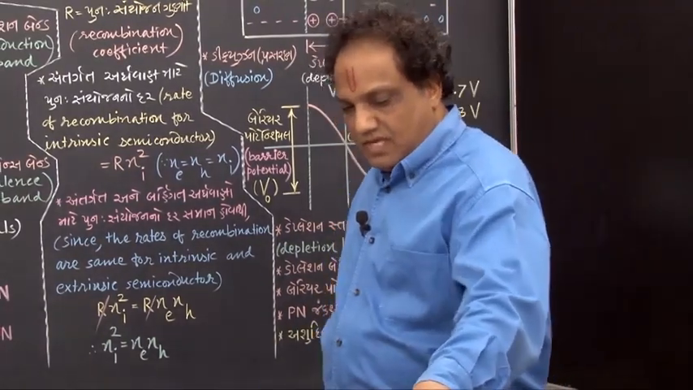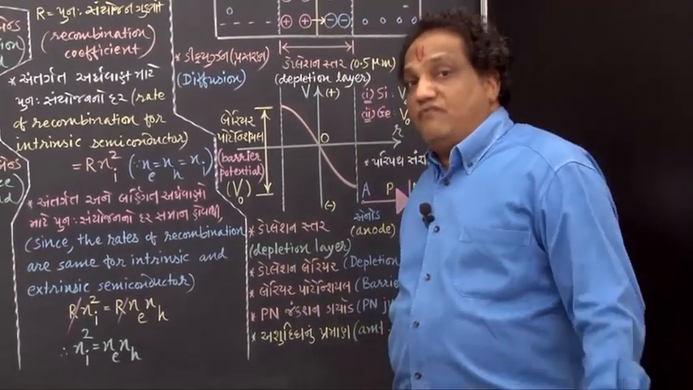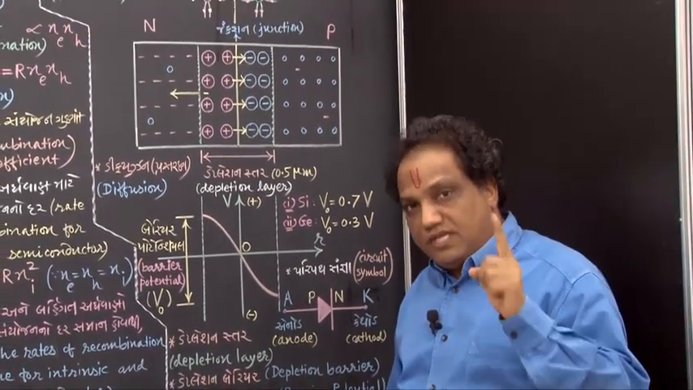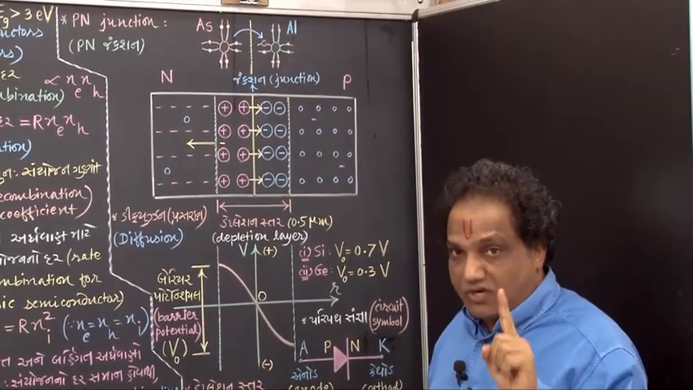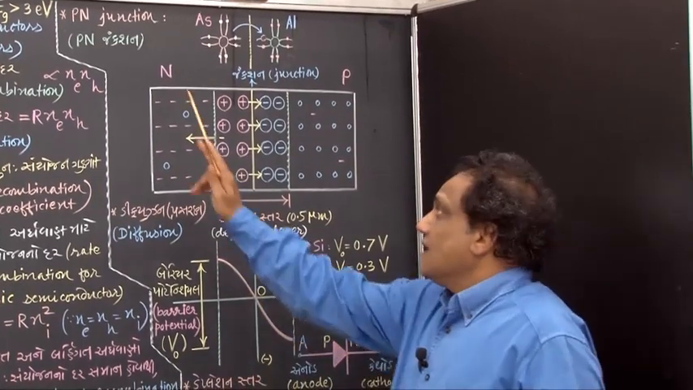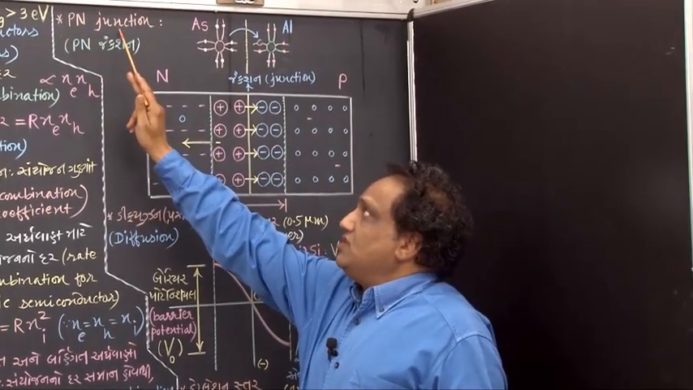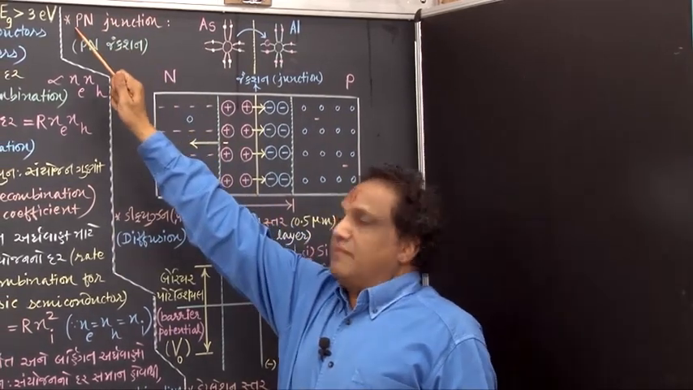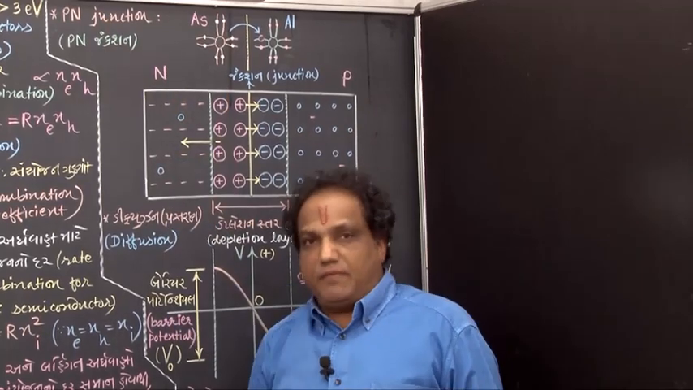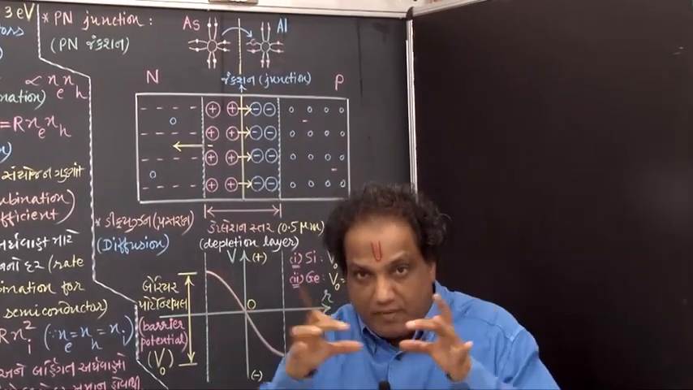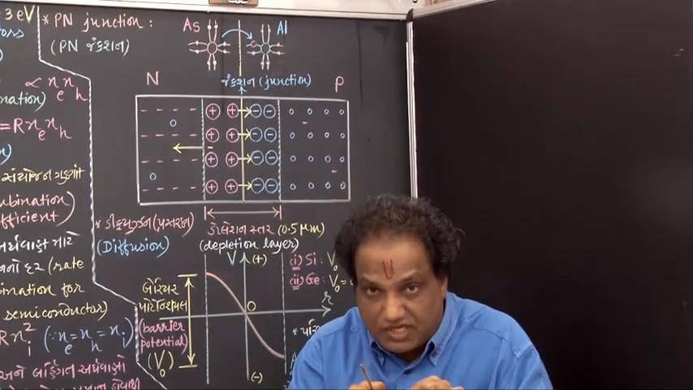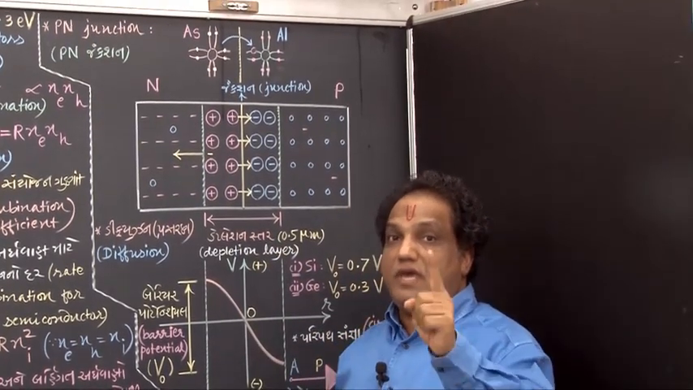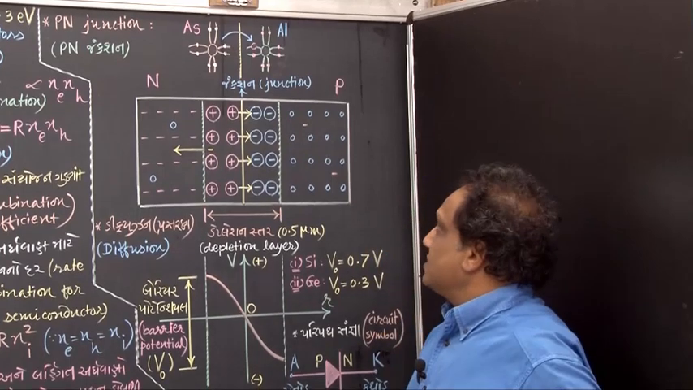Fine. Now we go for studying one very important short note, because rest of the chapter is based upon this article. Please try to understand perfectly. What is it about? P-N junction. If one P-type semiconductor and one N-type semiconductor are joined permanently, then the whole construction is called P-N junction. Here it is.